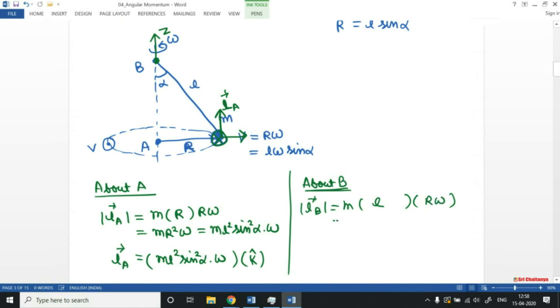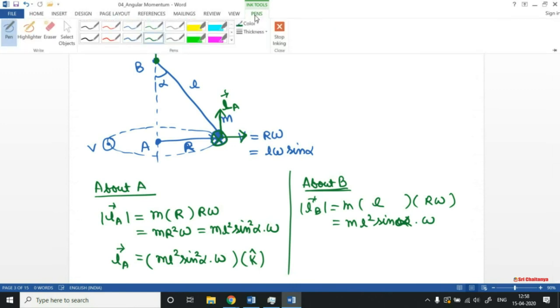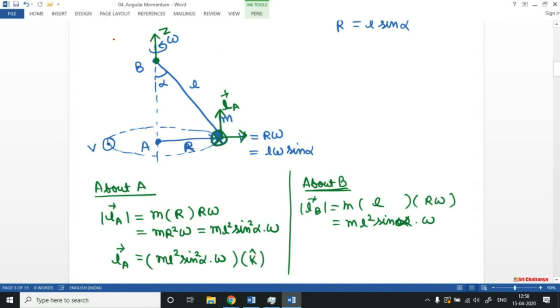Okay, so L is, and r is basically L sine alpha. So we can write it as m L square sine alpha into omega. Sine alpha into omega will be its magnitude. Looking at its direction, let me use some other color pen over here. Looking at its direction, now you see, let me draw the diagram again. So this is the direction of basically r over here.